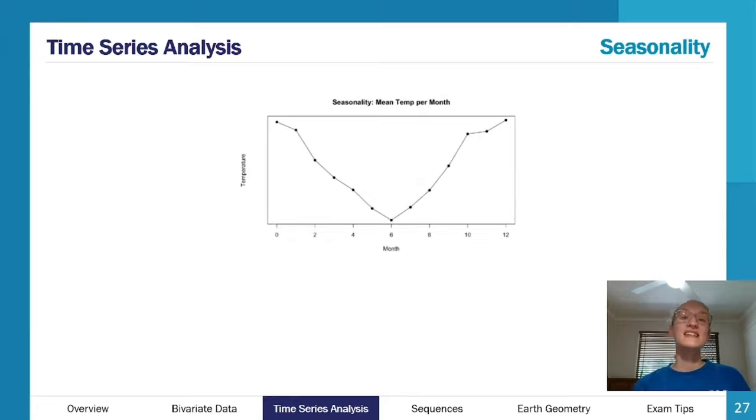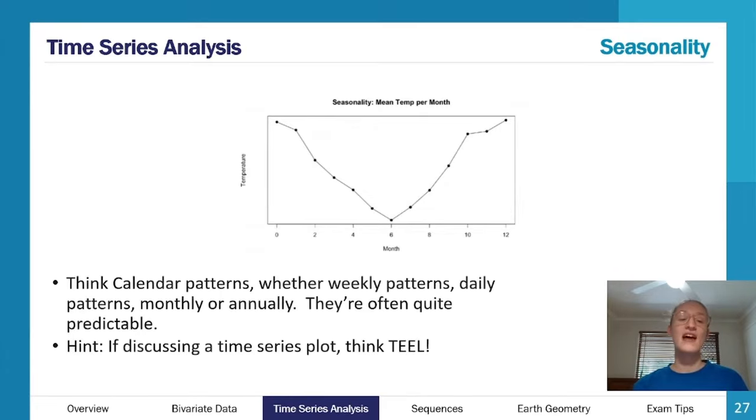The next one, seasonality, same graph that we were looking at a little bit earlier. So seasonality is kind of any patterns that we see with calendar-related periods or calendar-related patterns. So if there's like a weekly pattern, a daily pattern, or a seasonal pattern, like that's all what we're looking at. So these kind of patterns with seasonality are often quite predictable.